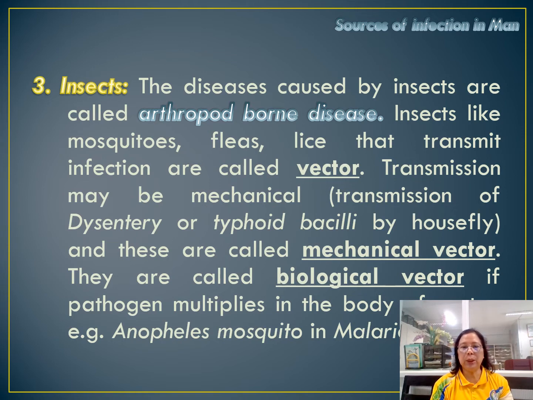Our country was once visited by a very strong biological vector, that is the Anopheles mosquito. Even during the Japanese period, the Japanese soldiers were afraid to invade a certain household if somebody was suffering from malaria.